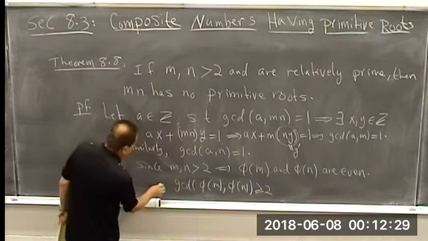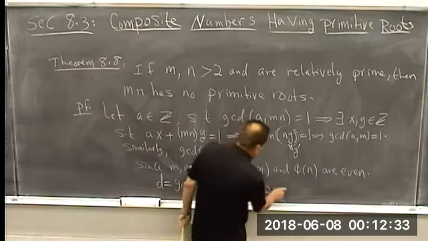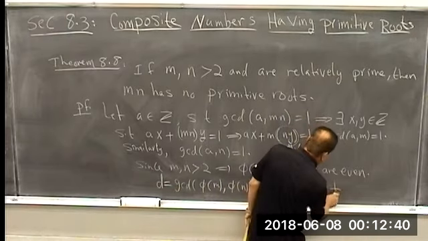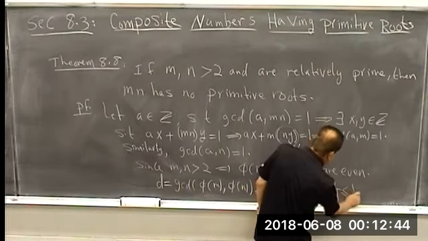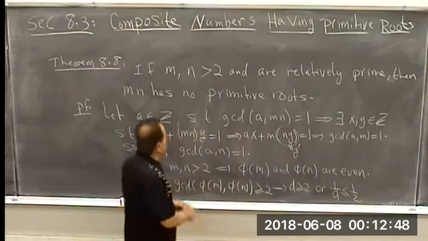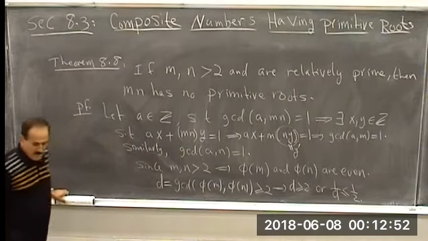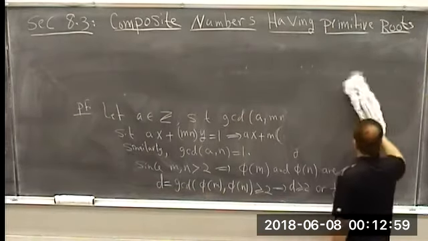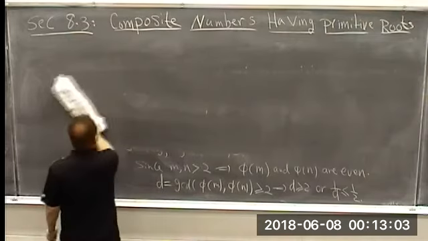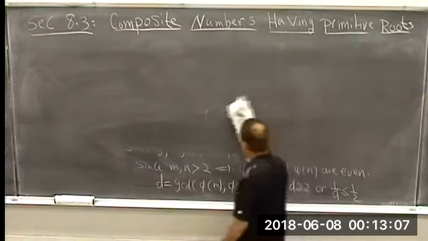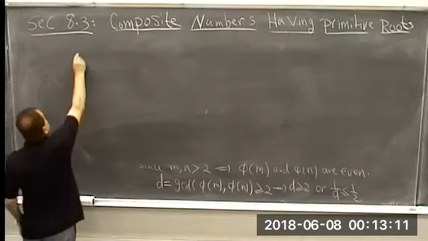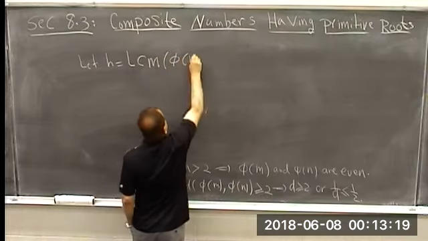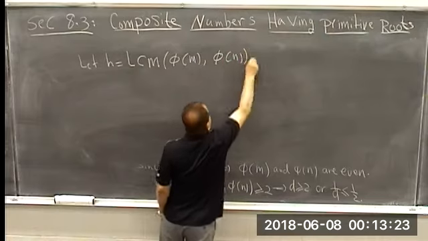And I want to denote this by D. So this implies that D is bigger than or equal to 2, or we're going to use the reciprocal: 1 over D is less than or equal to 1. Also, I need to denote the least common multiple of phi of m and phi of n by the letter H. So we're going to let H equal the least common multiple of phi of m and phi of n.